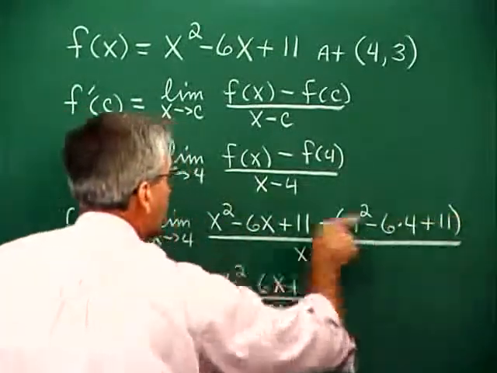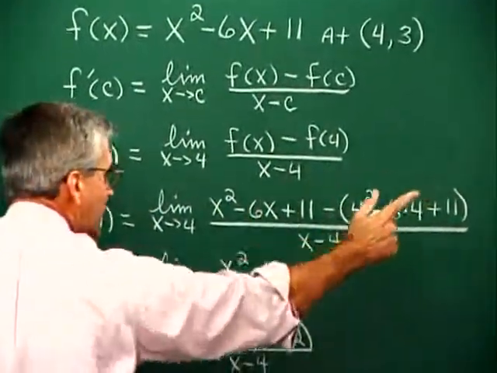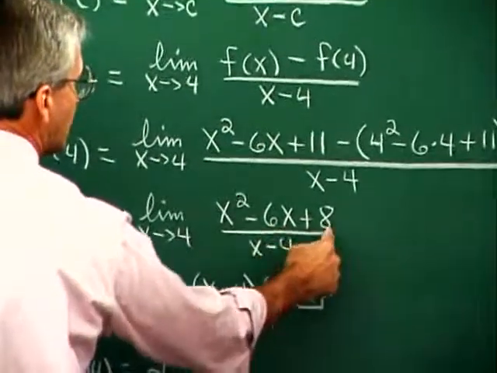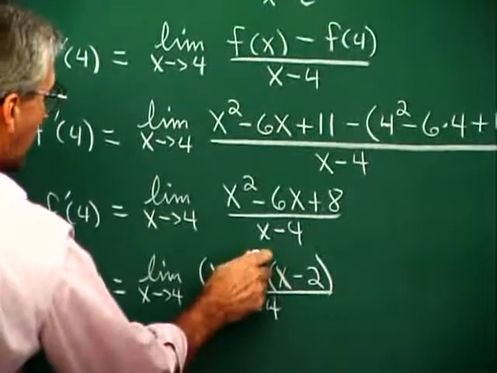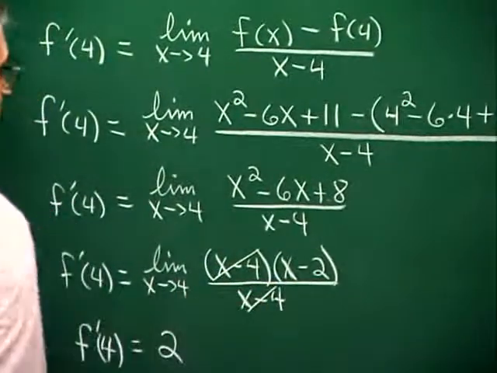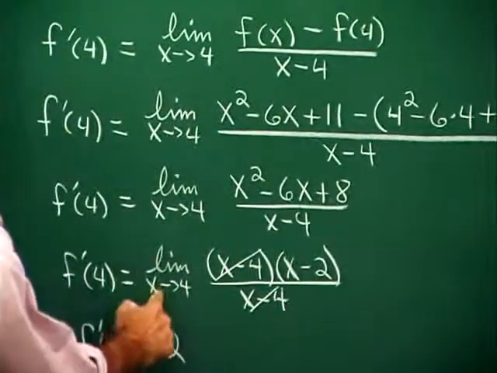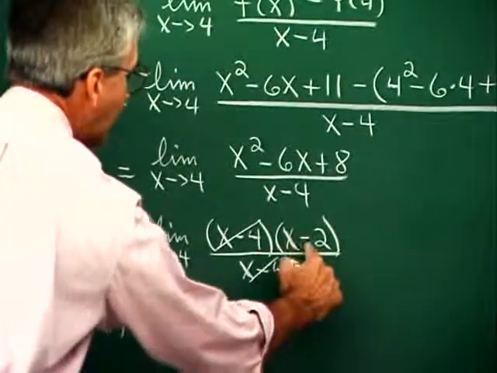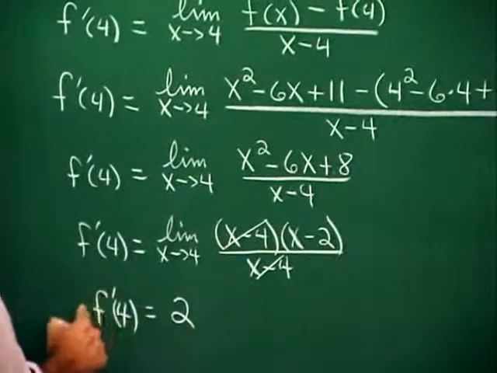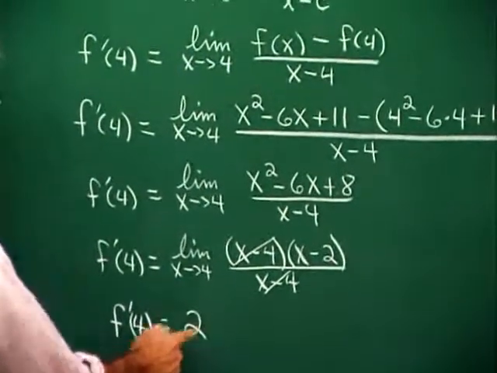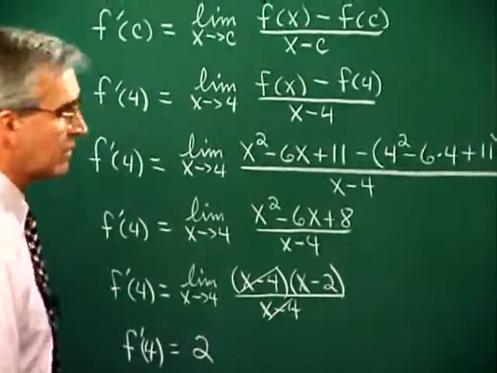So when the smoke clears in the numerator here, when we evaluate and so forth, we get x squared minus 6x plus 8. And then factoring in the numerator, we get these two factors. And fortunately, those binomials cancel. And then the limit as x approaches 4 of x minus 2 becomes 4 minus 2, or 2. So f prime at 4 is 2, as we found earlier using a different method.